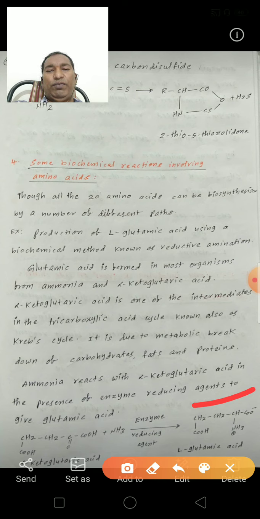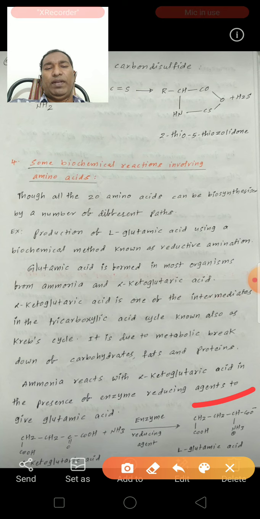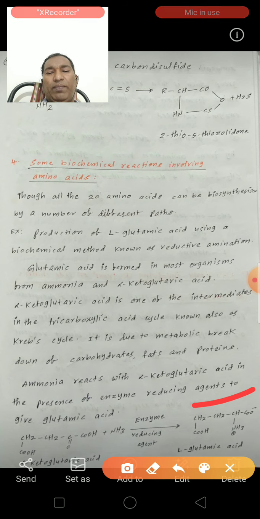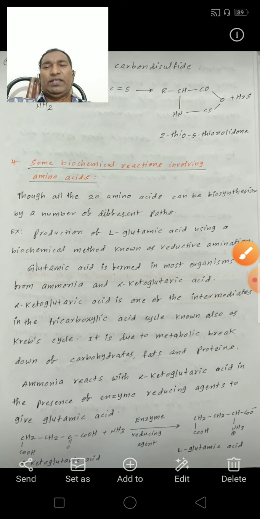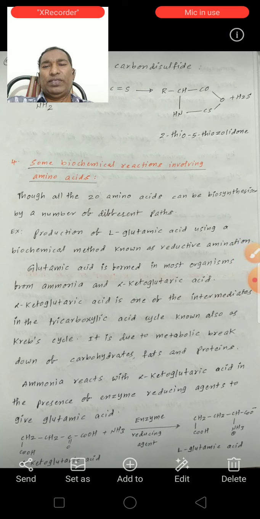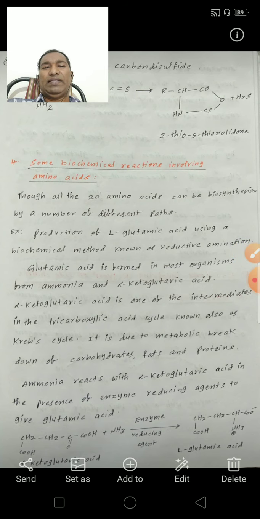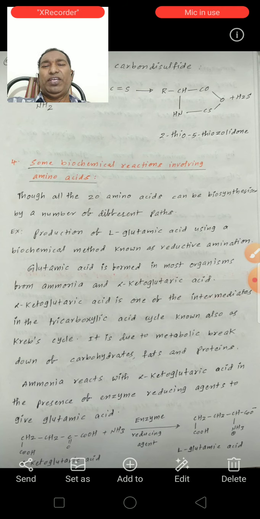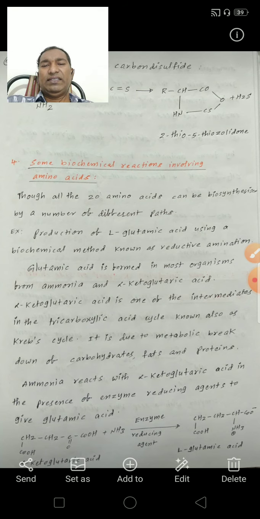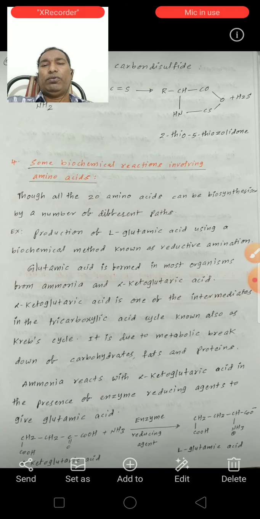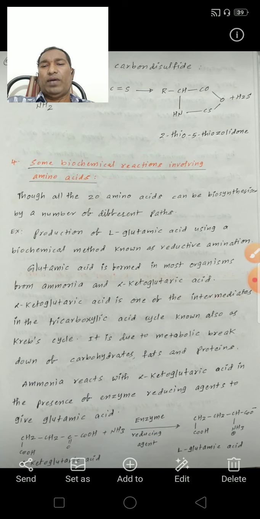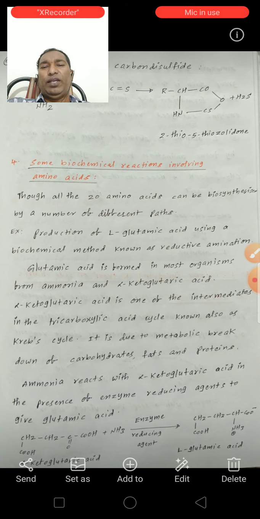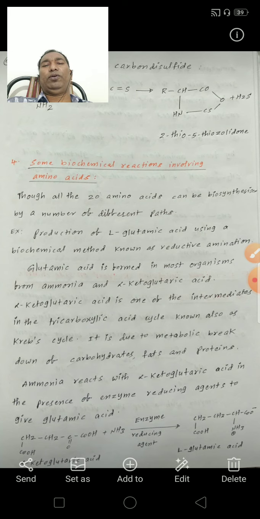So here CH COO minus NH2, this alpha carbon attached to CH2, CH2, COOH. This is the L-glutamic acid. For example, production of L-glutamic acid using a biochemical method known as reductive amination. That biochemical method name is reductive amination. See here, glutamic acid is formed in most organisms from ammonia and alpha ketoglutaric acid.